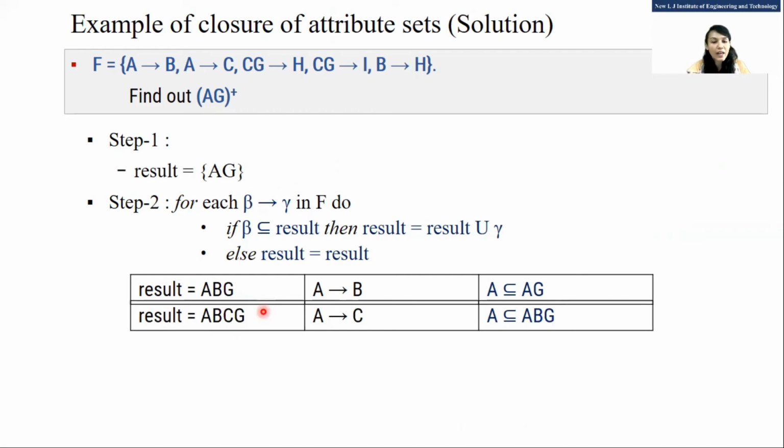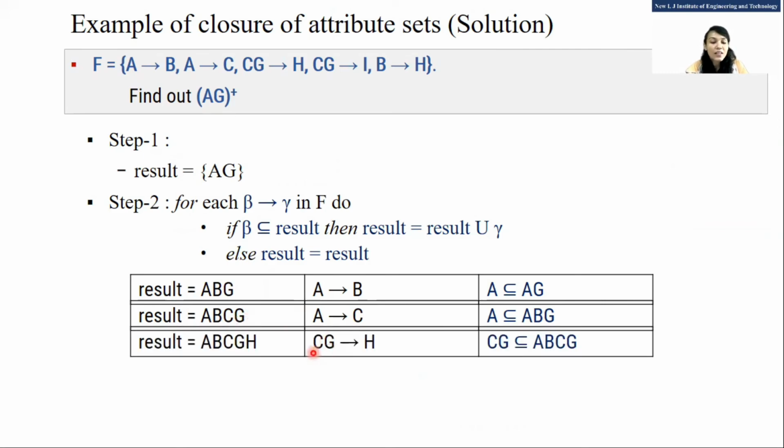Now let's check another dependency. Now we have A determines C. So with A, we can determine C also. Obviously, if we are using AG, then in AG we have A. So of course we can say that using A, we can determine B as well as C. So now our result is A, B, C, G.